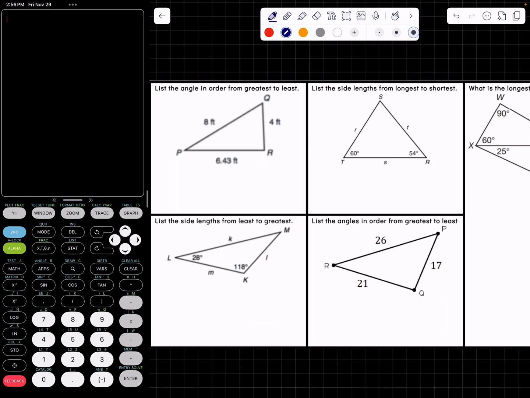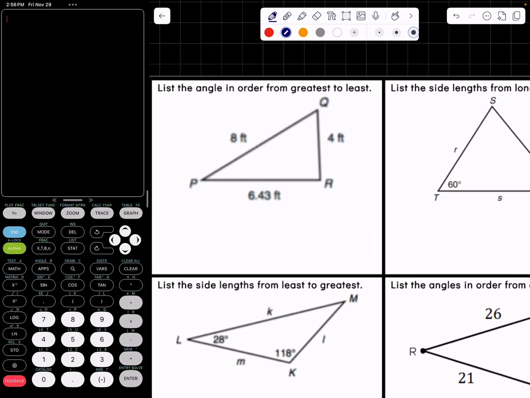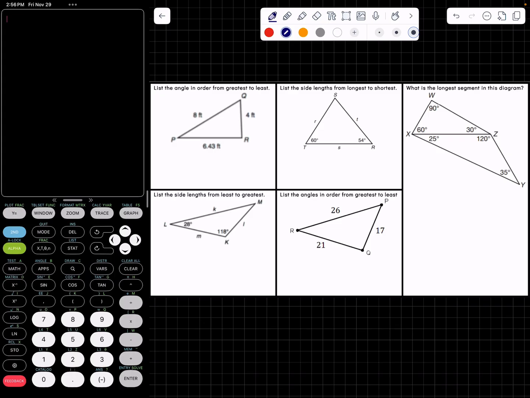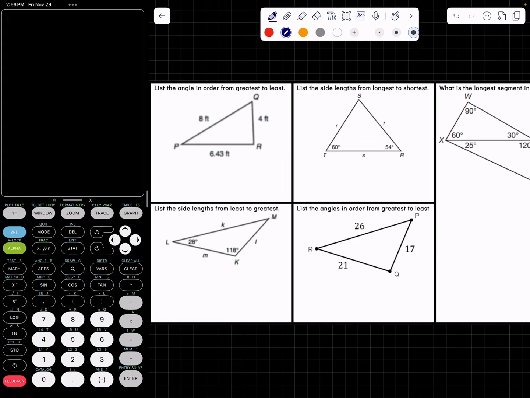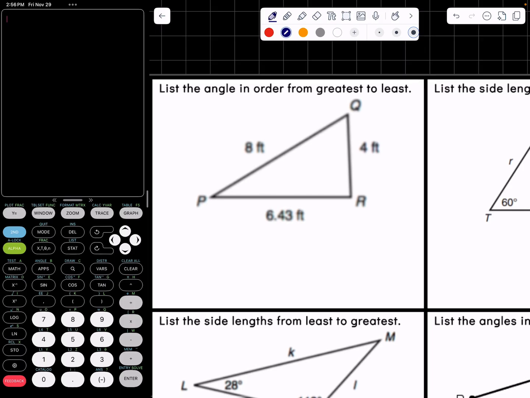So, some examples of how we can use angles and sides to list the order of the other. We've got this first one on the top left: list the angles in order from greatest to least. I'm going from greatest to least, which means I need my biggest angle first. In order to find my biggest angle, I need my biggest side, which is going to be 8 feet. That goes across from angle R. Because 8 is my biggest side, angle R is going to be my biggest angle.